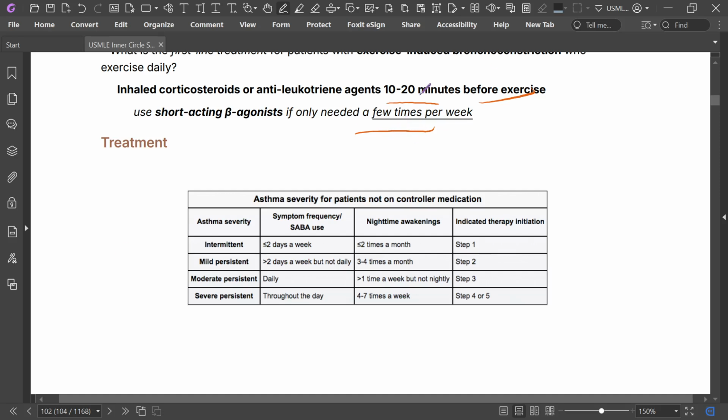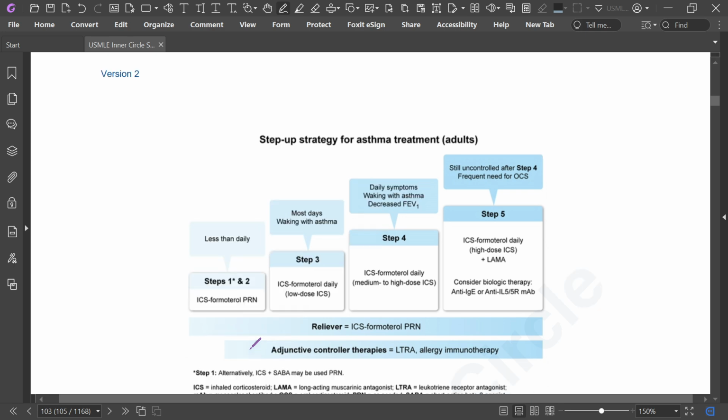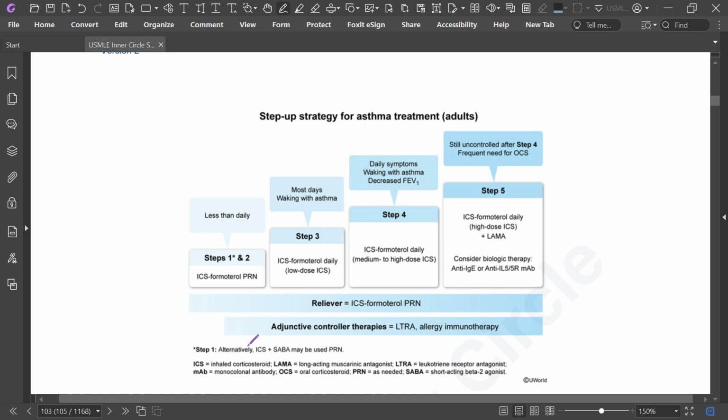Okay, now the step up strategy for asthma management. Steps 1 and 2: inhaled corticosteroid-formoterol may be used as needed. Step 3: inhaled corticosteroid and formoterol daily.